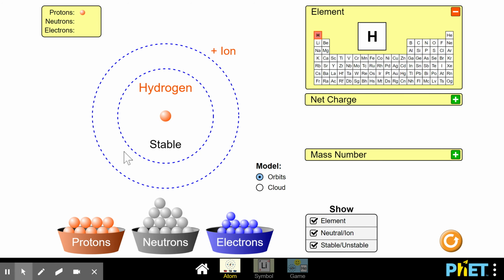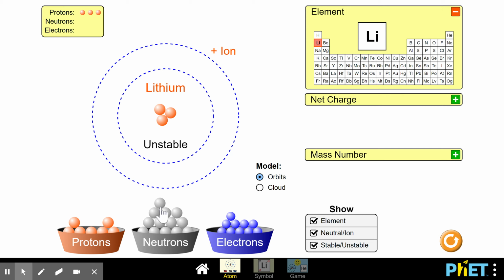So here is an atom of hydrogen, and it started out as hydrogen because I dropped in one proton, right? So that one proton makes that hydrogen. If I were to drop in two protons, instantly it changes to helium because the two protons make that helium, right? That is the definition of it. And if I drop in one more, I have lithium. Now, you guys will notice that this atom is unstable, right? And it has no neutrons.